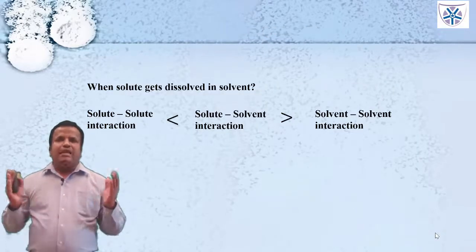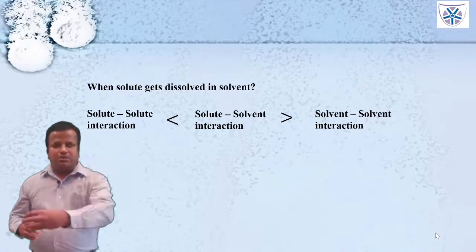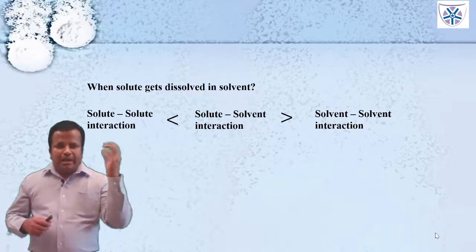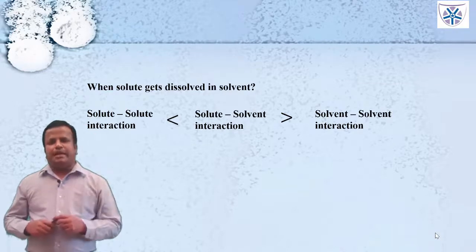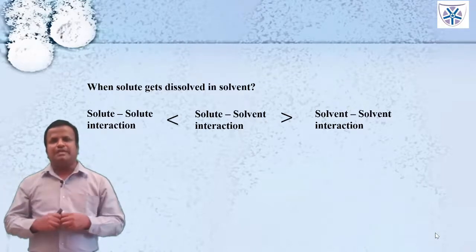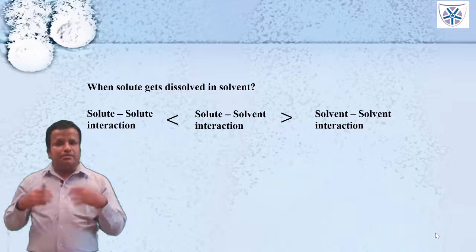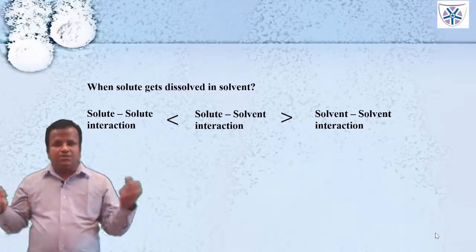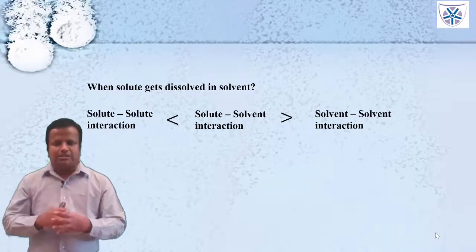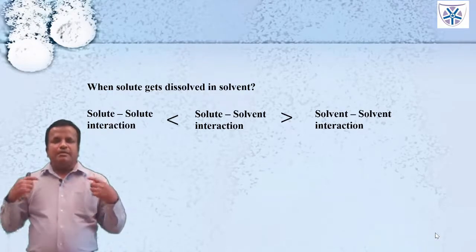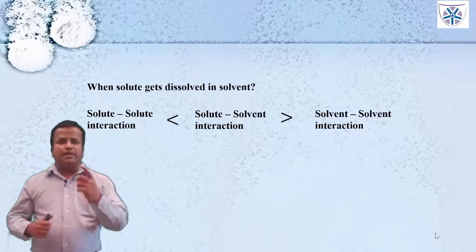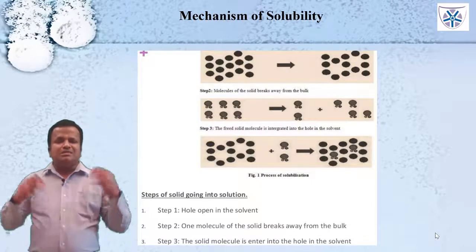So when will the solubility happen, the question arises, right? I'm just adding the solute into the solvent, and it is dissolved. When will it dissolve? There are 3 possibilities of interactions. One is solute interacting with themselves, solute-solute interaction. The second, the solvent itself interacting with themselves, solvent-solvent interaction. The third one is solute-solvent interaction. So when the solute-solvent interaction is more than the solute-solute and solvent-solvent interactions, then solubility will occur. What is the mechanism of solubility?